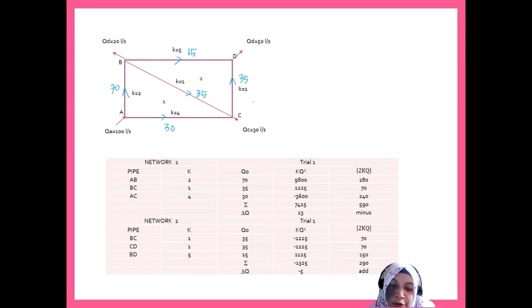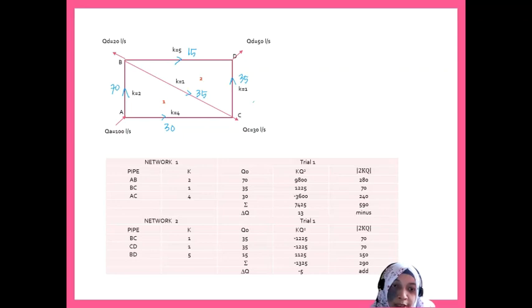And don't forget about the direction. We use two assumptions about the direction. If the direction is clockwise, you write positive for the value of KQ squared. But if it is opposite, you write negative for the value of K times Q squared.